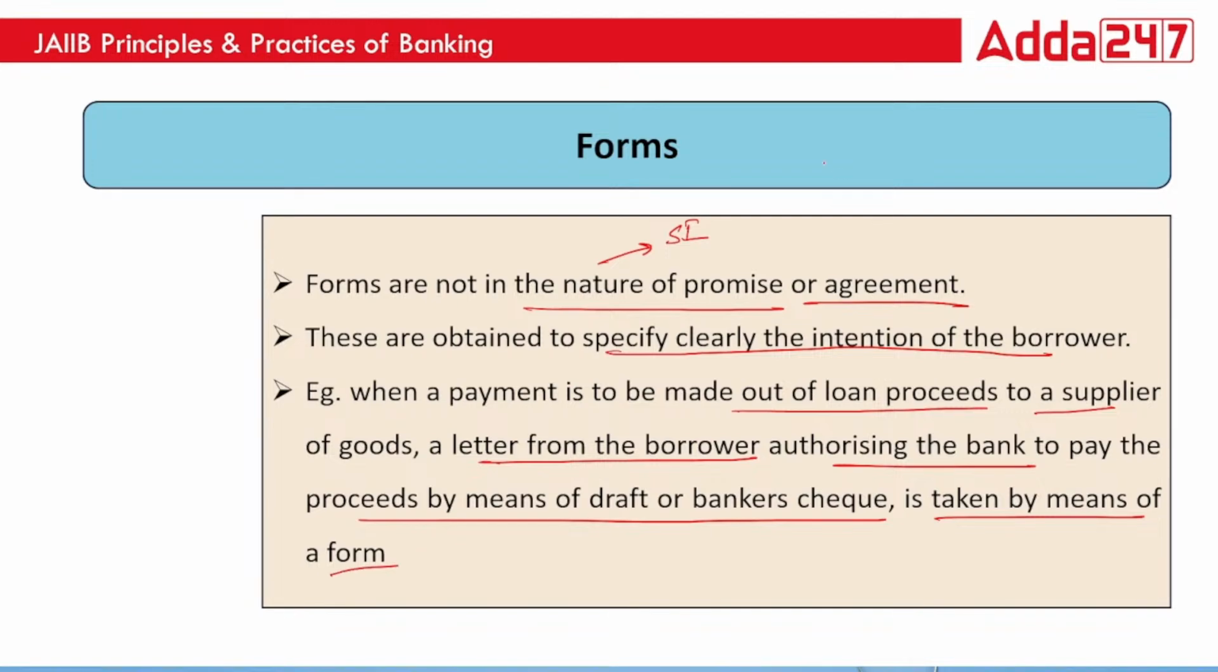One example could be that after debiting the loan account, you have to credit the suppliers. Suppose someone is taking a car loan, so you will be crediting the dealer's account. If someone is taking a car from Maruti, you will credit the Maruti dealer's account. So when you are taking that mandate of debiting the loan account and crediting the Maruti dealer's account, you will take a form for that from the customer.